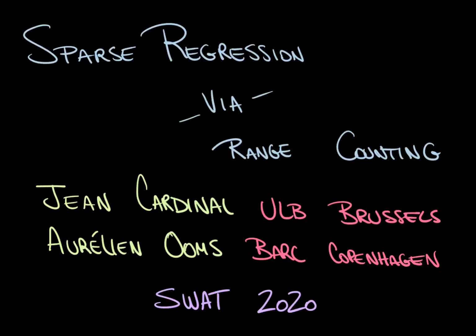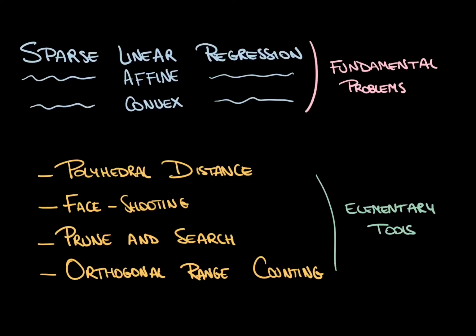I am going to talk about sparse regression via range counting. This is joint work with Jean Cardinal. In this work, we design approximation algorithms for sparse linear regression, sparse affine regression, and sparse convex regression. We attack those problems using elementary tools such as polyhedral distance, phase shooting, prune and search, and orthogonal range counting.